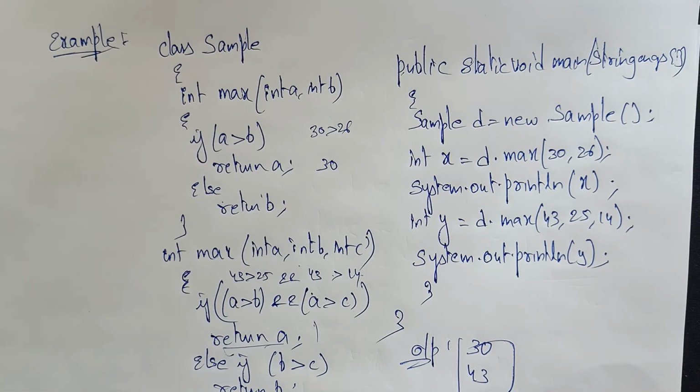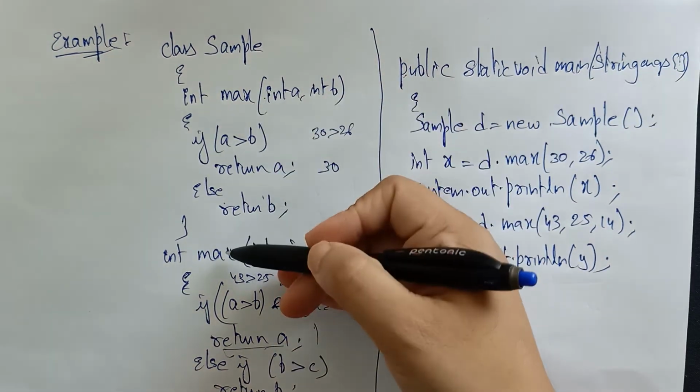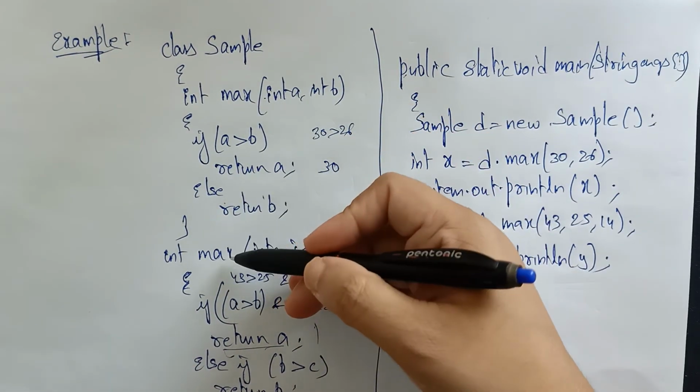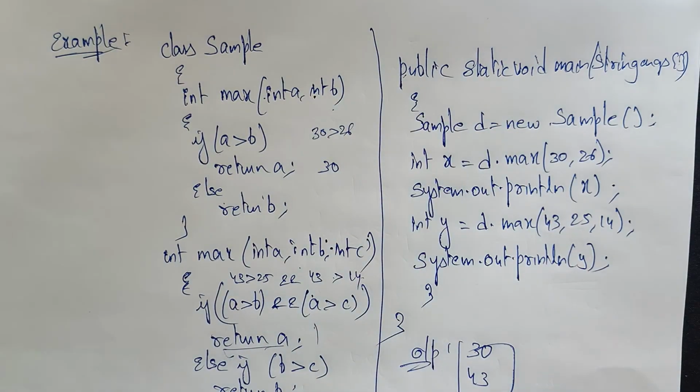Here the main concept you have to remember, students, is that method overloading means two or more methods with the same name and with a different parameter list. Here two methods are used, with the same name and different parameter lists, so it is said to be method overloading.